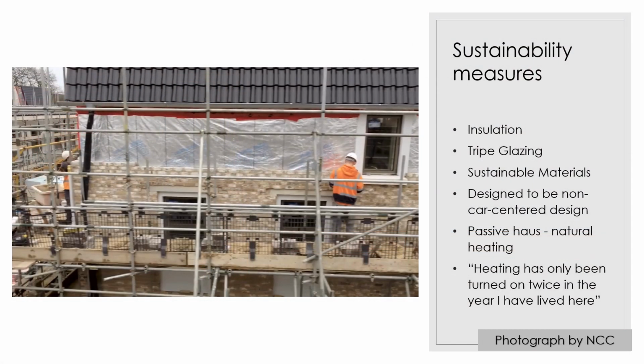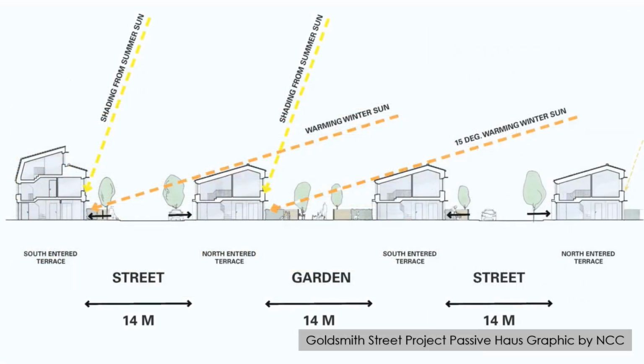The building plans were designed for the houses to fit in with the Dutch architecture that's common around the city, whilst having sustainability built in. It included the use of wall insulation, triple glazing, the use of sustainable materials, and a non-car-centered design, as well as the use of a passive house system. The passive house system aims to minimize energy use by optimizing the use of sunlight in the design.